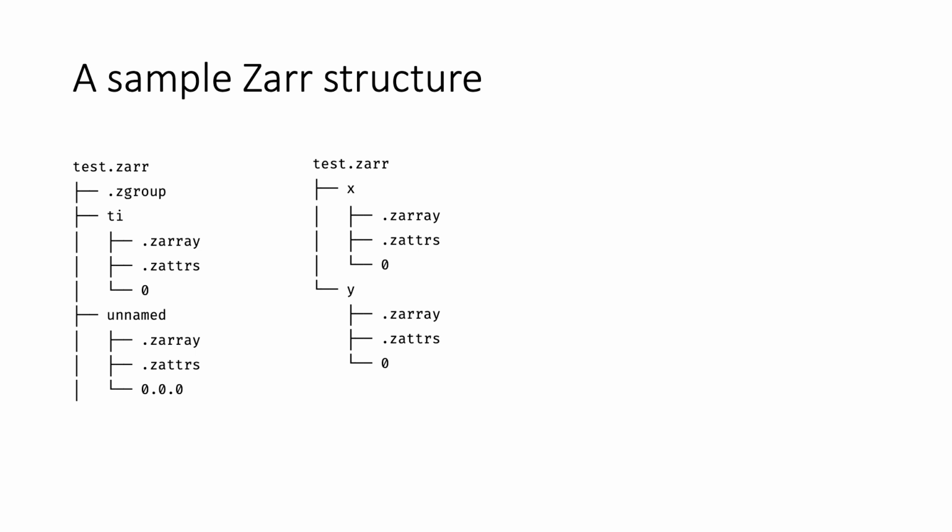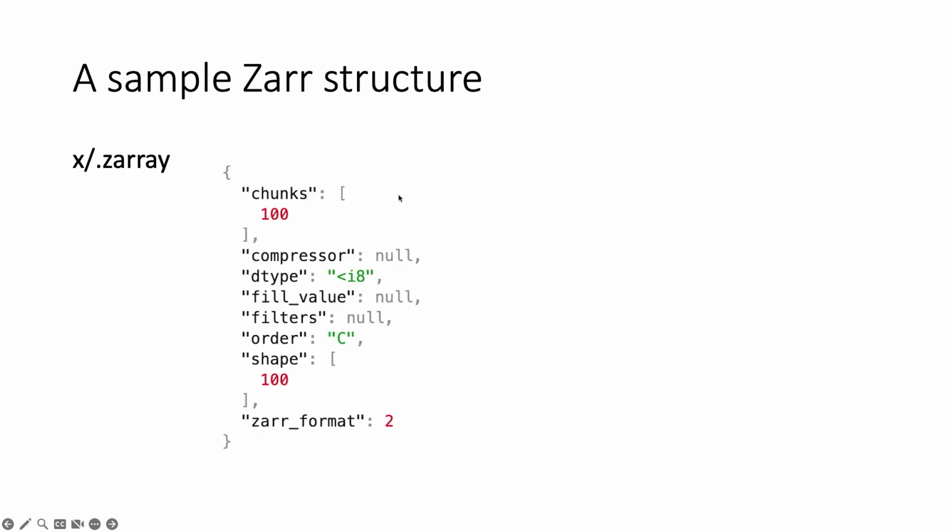So let's look at the .zarray file in x. It tells me that the chunks are of size 100 and there's one dimension. Then it tells me there's no compressor, so I haven't used any compression. This is a Python terminology called dtype, which basically just means data type, right? It is a 64-bit integer, so int64. There's no filling value. There's no filters, which are just arbitrary data transformations. So you can do, for example, scale and offset through a filter.